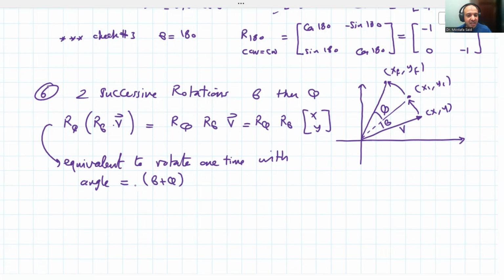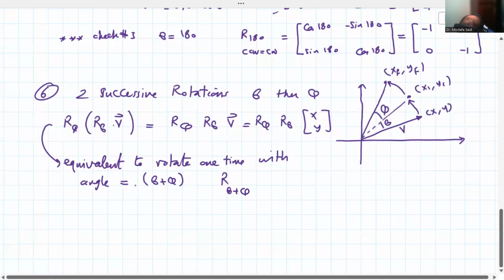Okay, so for example, if theta is equal to 30 and phi is equal to 60, you can do rotation by 30, R30, then R60, rotation by 60. Or you can just make it like R30 plus 60, which is R90, just one step, 90 degrees. Okay, so R theta plus phi v, or R theta plus phi x and y. So what is R theta plus phi?